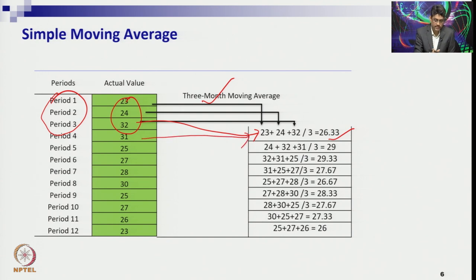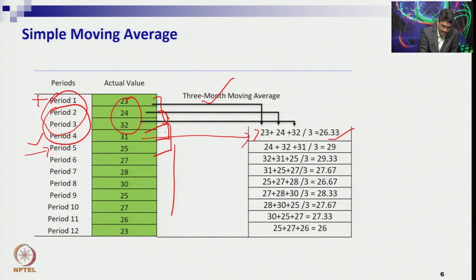Okay, now that is done. Now you want to make a forecast for the fifth period. So for the fifth period, what you do? You drop the first period and you include the fourth period. So your new average will be the second period, third period and fourth period. So at every time period, you are dropping one older period and adding one new period, and this way you are dragging your moving average. Therefore, we call it a simple moving average.